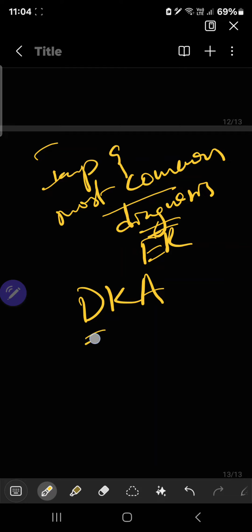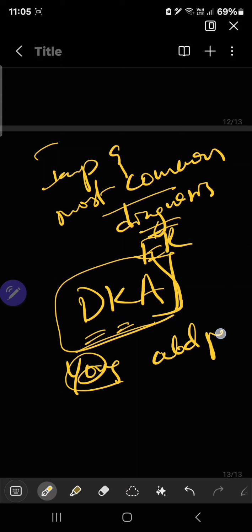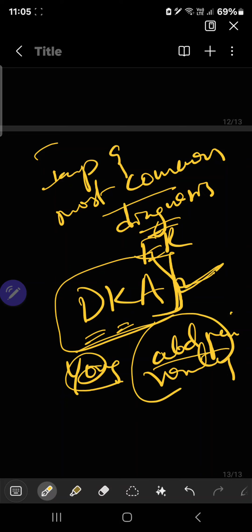And the most important and most common diagnosis in the ER is DKA, diabetic ketoacidosis. So a young patient, not only young, any patient presenting with abdominal pain and vomitings, always think of DKA. So this is very important. Thank you.